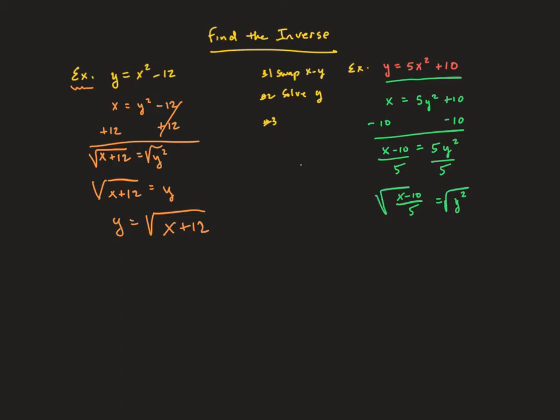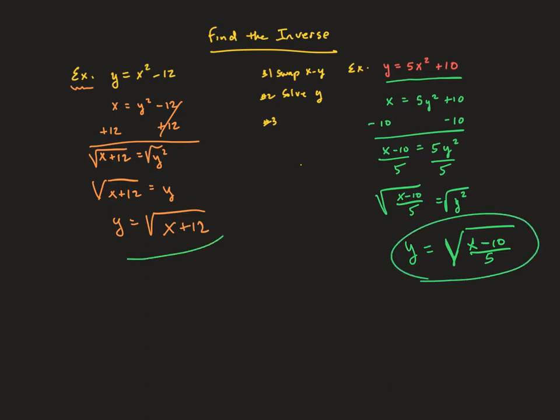Find the square root of both sides. So y is going to be equal to the square root of x minus 10 over 5. I don't think there's really anything else we need to do with that. I think that can be a sufficient inverse function. So again, just following the steps.